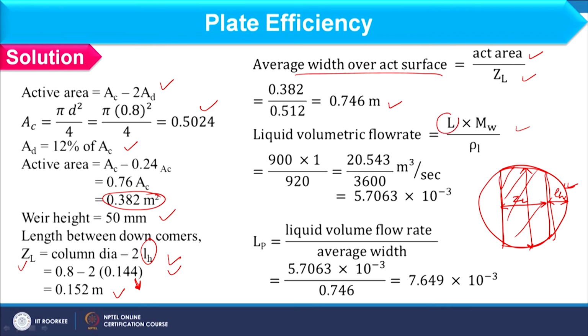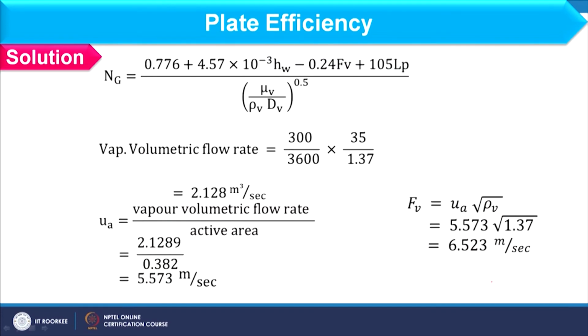Okay. So, molar flow rate is given to us, and this is the molecular weight. So, that should be 21, not the 1. Okay. And so, you can find out liquid volumetric flow which comes out as 5.7063 into 10 to the power minus 3. Okay. LP, you can simply divide this value by the average width which you have calculated, as it is shown over here. So, LP value you can obtain as 7.649 into 10 to the power minus 3, right.